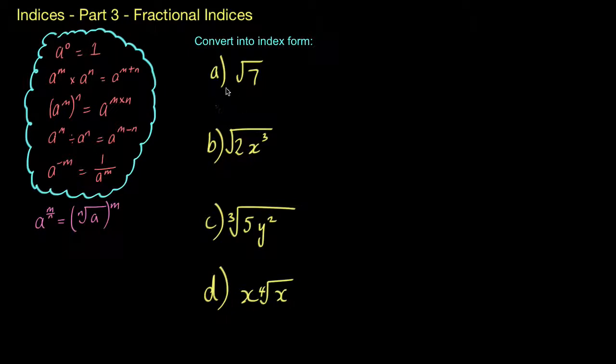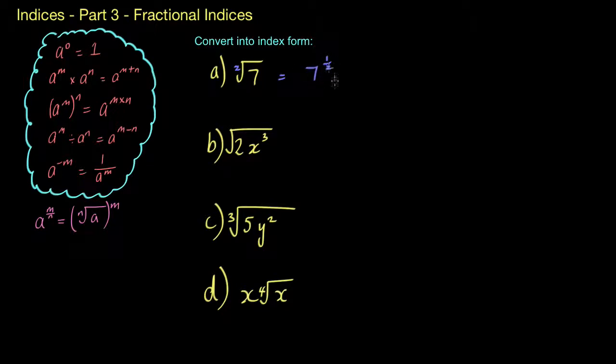For these questions here, we just want to convert them into index form. Our first one is the square root of 7. So if I take the value of 7, we're looking for the index or the power that sits up there. Well, the square root means we have a little 2 in there, and that value that sits right beside the root becomes the denominator of the power. So it's really just going to be 1 over 2 as the power.